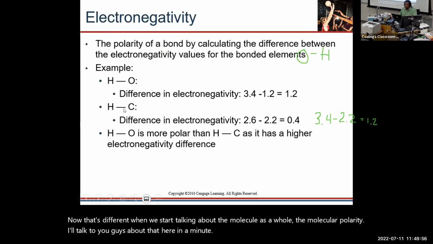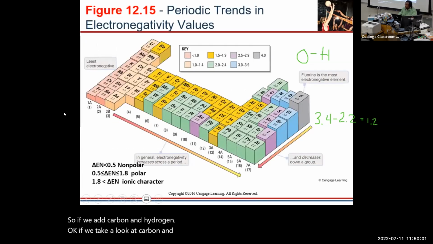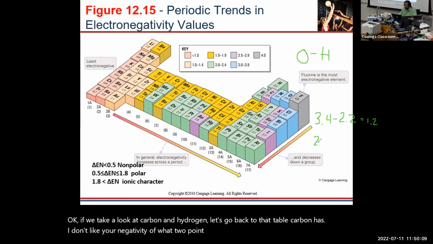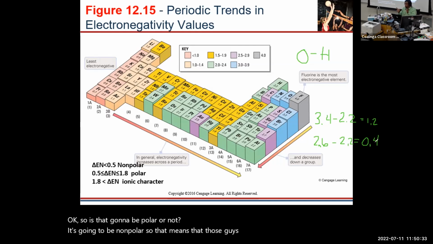Okay, so if we had carbon and hydrogen, if you take a look at carbon and hydrogen, carbon has an electronegativity of what? 2.6. So 2.6 minus 2.2, that's going to equal 0.4. Okay, so is that going to be polar or non-polar? It's going to be non-polar. So that means that those guys are sharing evenly, right?